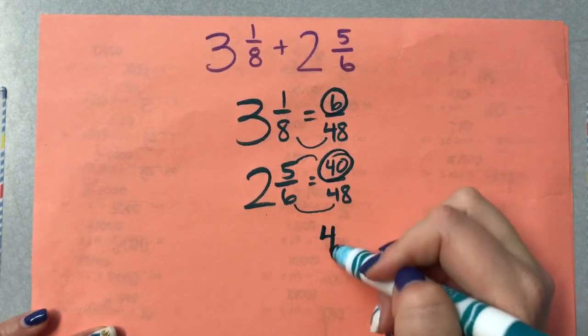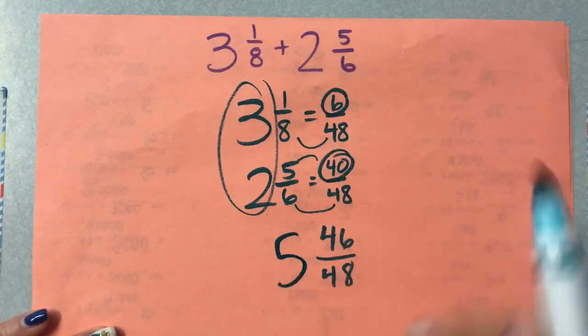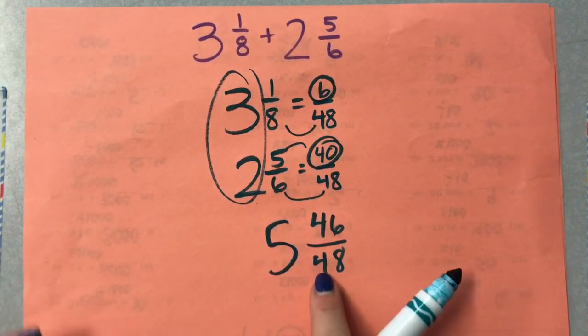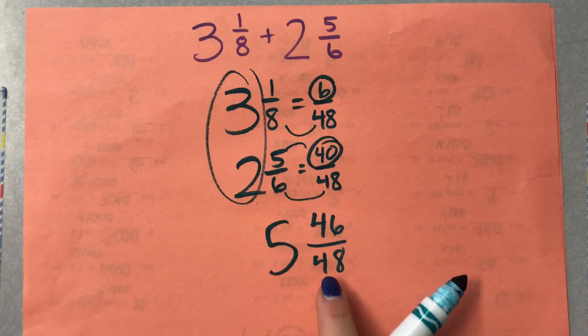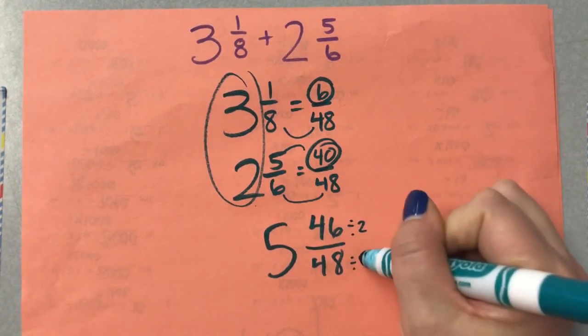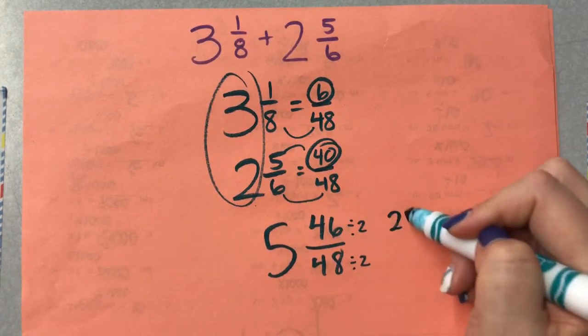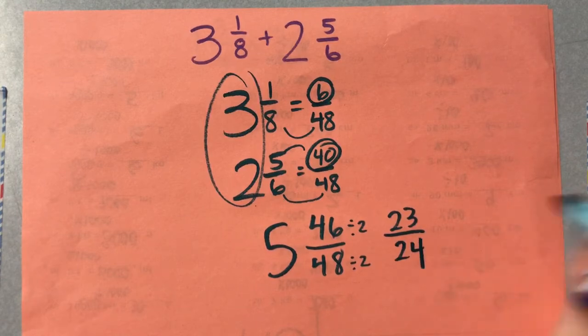6 plus 40 is 46. 48. 3 plus 2 is 5. Now, here's where it comes in really handy. If we would have made them 24ths, we would already have some of this simplified, but we didn't. So they're both even. We can divide them both in half. This would be 23. Half of 48 is 24.